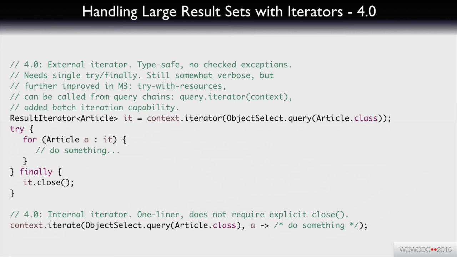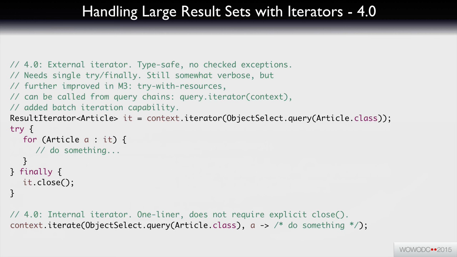And then there's an internal iterator, which is even better, even less code. You don't need to close anything, you don't need to iterate. So it's all done by the context, and you just put a lambda in there, or an anonymous class if you're in Java 7.